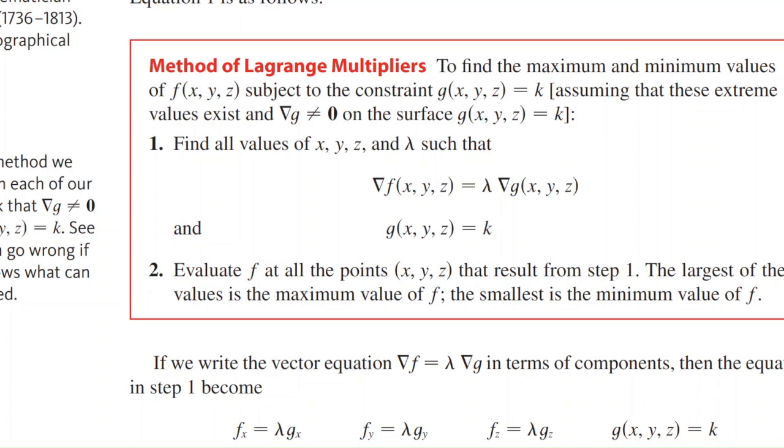Method of Lagrange multipliers to find the maximum and minimum values of f of x, y, z subject to the constraint g of x, y, z equal to k, assuming that these extreme values exist and del g is not equal to 0. We will see what del g and del f are. Del g is not equal to 0 on the surface g of x, y, z equal to k.